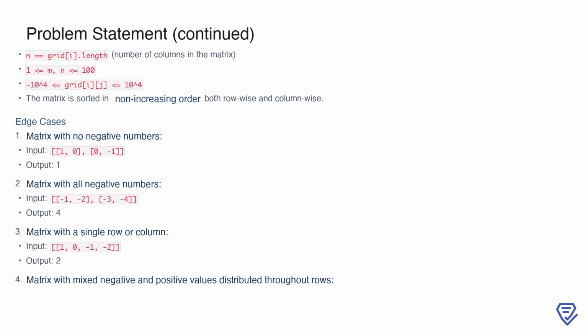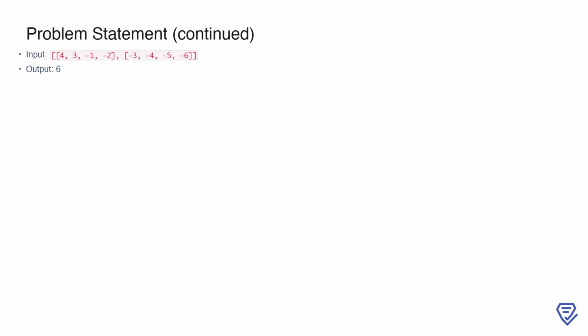To solve this problem, we need to consider the constraints provided. First, the number of rows in the matrix, m, is equal to the length of the grid, and the number of columns, n, matches the length of each row. Both m and n will range between 1 and 100. Additionally, the values in the matrix will fall between -10,000 and 10,000, and the sorting property applies to both rows and columns, ensuring a non-increasing order. These constraints ensure that the matrix is well defined and allows us to focus on an efficient strategy to count the negative numbers. Finally, let's consider some edge cases.